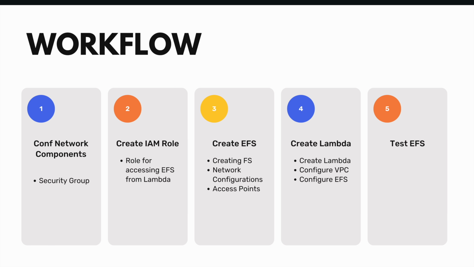I've done enough talking in my previous video, so in this video let us directly jump into the implementation. In this video we'll be covering configure network components, in which we'll be configuring security groups. We'll be creating an IAM role for accessing EFS from Lambda. We'll be creating EFS, creating a file system, network configuration, and access points. Then we'll be creating Lambda functions, configuring the Lambda function, and finally testing the EFS.